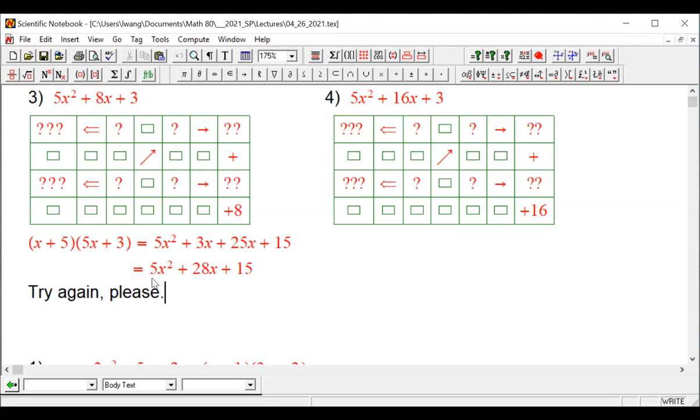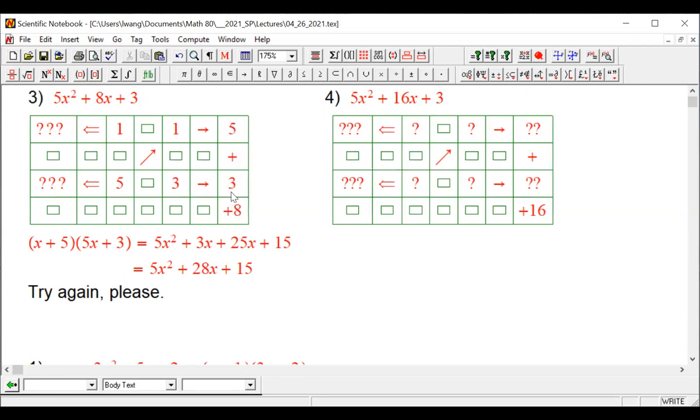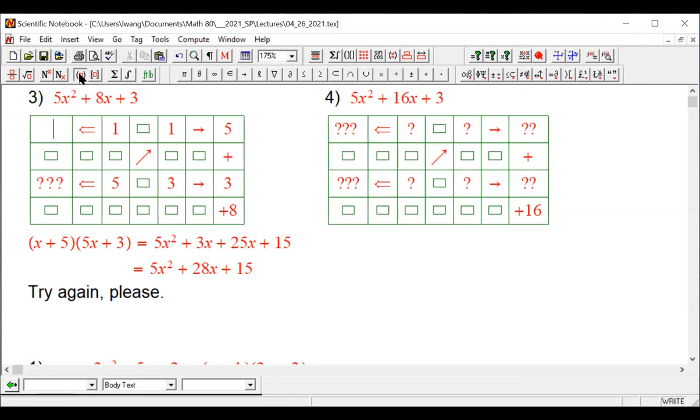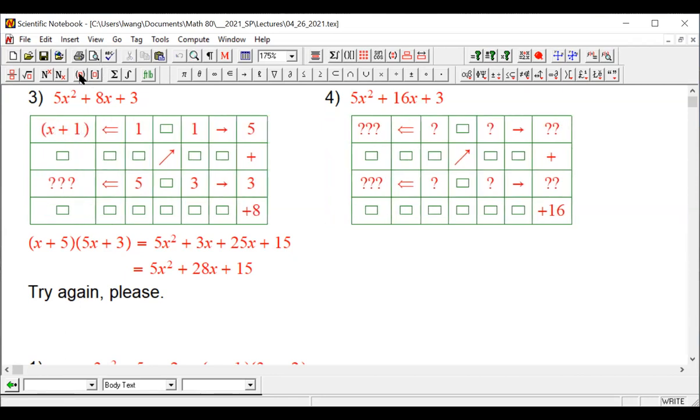When you check it again, you're going to find out what did I miss? Okay, 5 equals 1 times 5, and 3 equals 1 times 3, right? 5 times 1 is 5. 1 times 3 is 3. So 5 plus 3 is 8, and we found the match. So the first factor on the first row is going to be x plus 1.